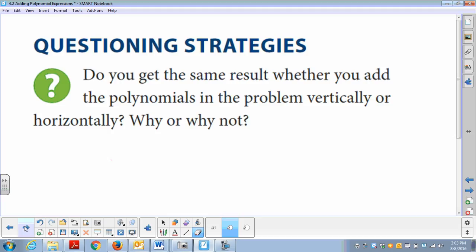Okay, next question. Do you get the same results whether you add the polynomials in the problems vertically or horizontally? Why or why not?